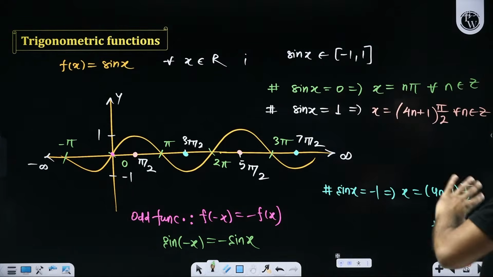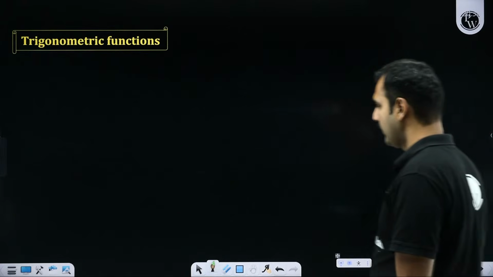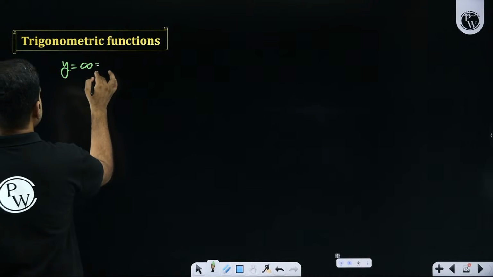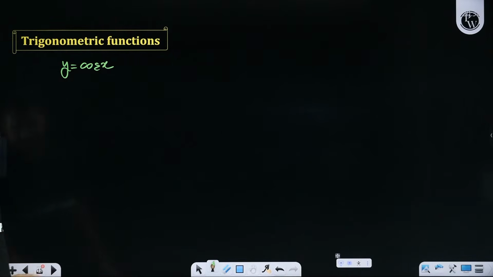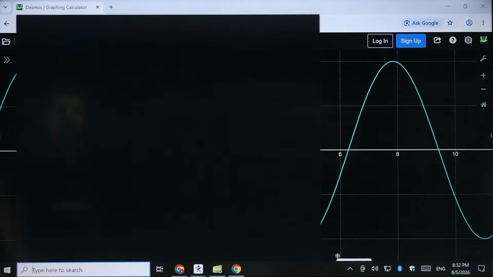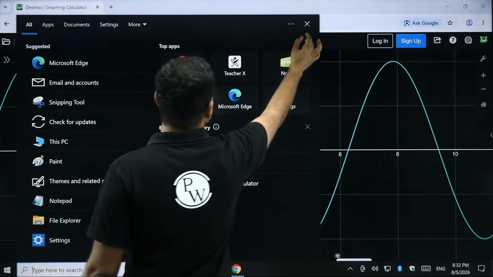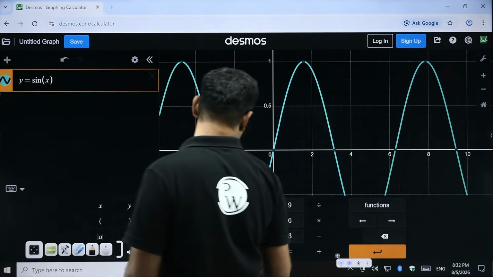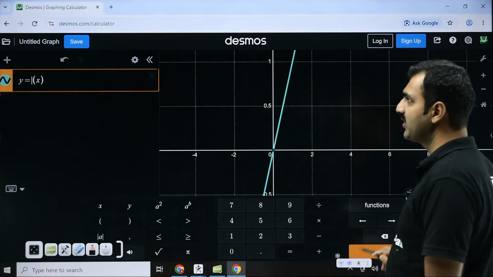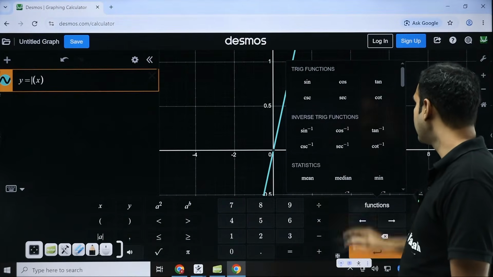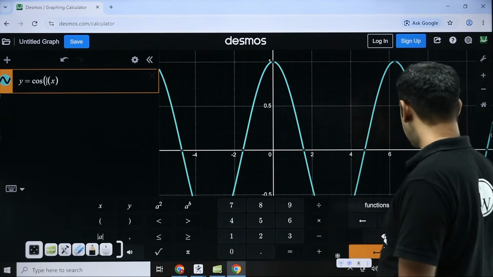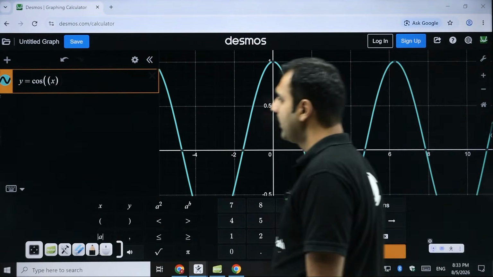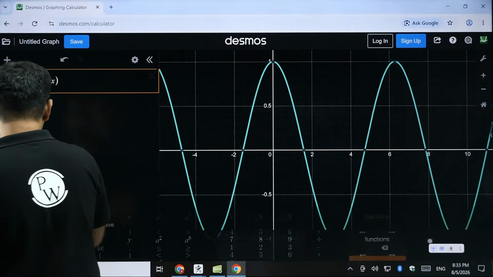Did you all understand everything regarding sin x? Any confusion? In the same manner, let us move ahead with cos x. Now let us try and define the curve cos x. The way sin x behaves, in the same manner, cos x also behaves, but with a slight change. So what is that slight change? That slight change is that this curve now just shifts by pi by 2 on the left hand side along with the x-axis.